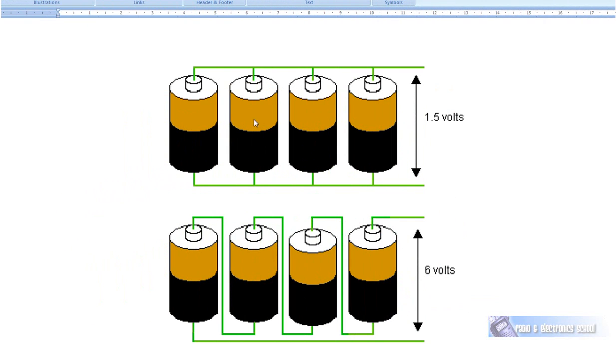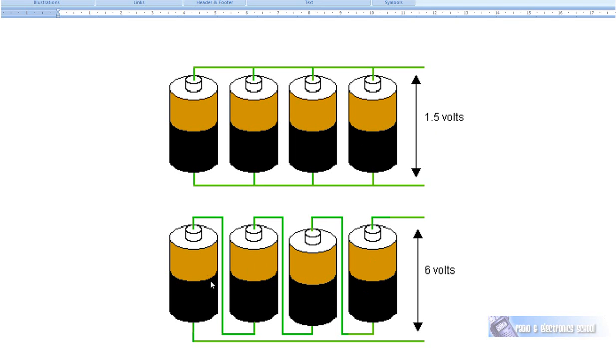In the top row, we have 4 1.5 volt cells connected in parallel, and that gives us an output voltage of 1.5 volts. The advantage of doing this, we don't increase the voltage, but 4 1.5 volt cells in parallel will last 4 times longer than one single cell giving you 1.5 volts. So the current capacity is increased by connecting cells in parallel.